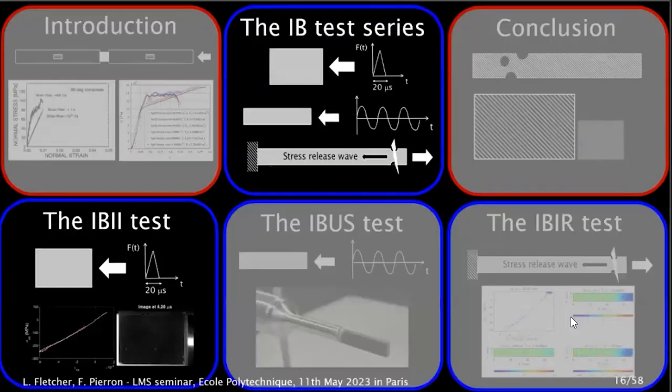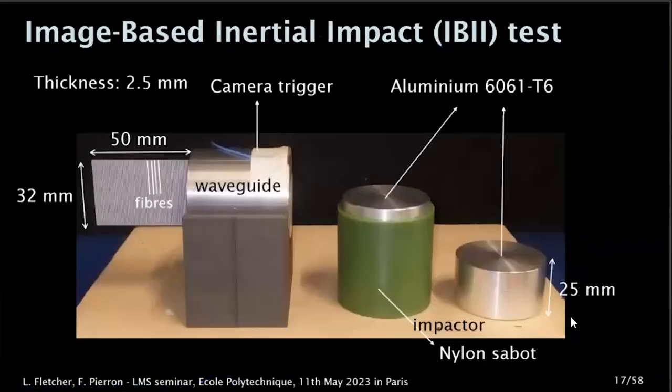Okay, so this is the underlying idea of this IB test series. I'm now going to look into particular applications, and I will start with the IB test. The IB test is basically just an impact test. So we don't need bars, like in a Hopkinson bar. We just need to generate a pulse in the specimen. So we are sort of using bars, but very short ones.